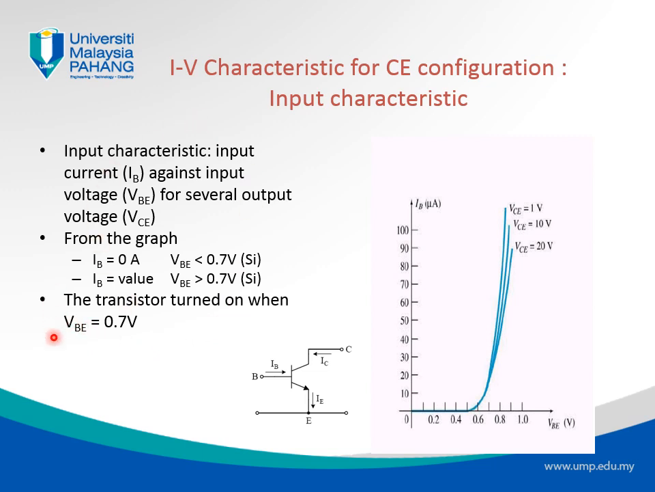So the final conclusion that you have to remember is only one thing. What is it? It is to remember that the transistor will only be turned on, will only operate, when you have VBE equal to or larger than 0.7 volts.